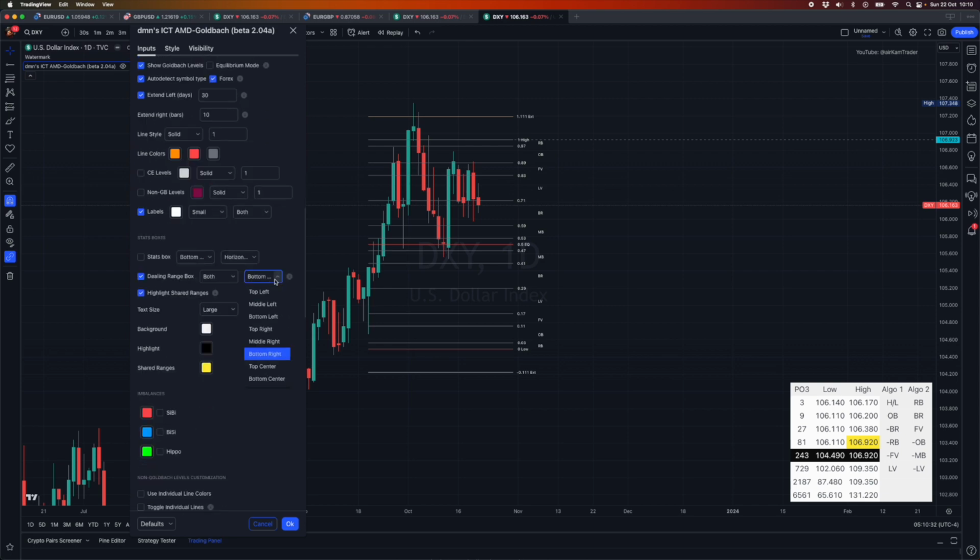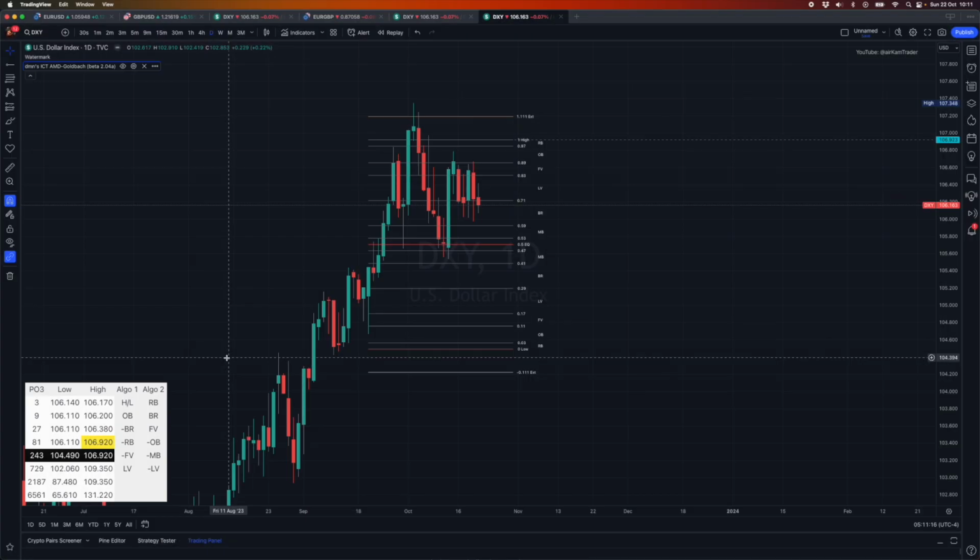So I normally have this on the left. Now this stats box actually shows you the paths that Algo 1 and Algo 2 should be taking. So Algo 1 should start from the high or the low. It creates the order block. It goes to the opposite breaker. And then the highest point, the extreme of the range it will pass to, is the opposite rejection block. And then you have a retracement.